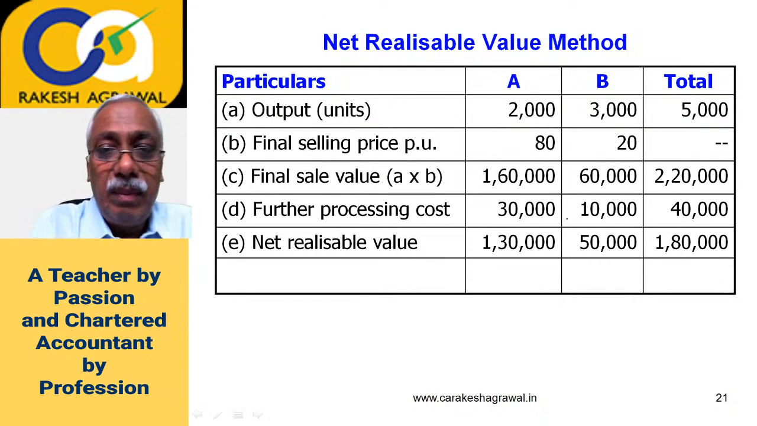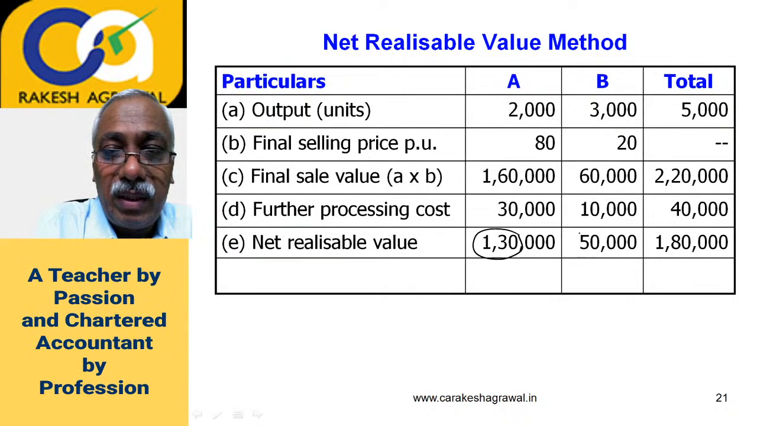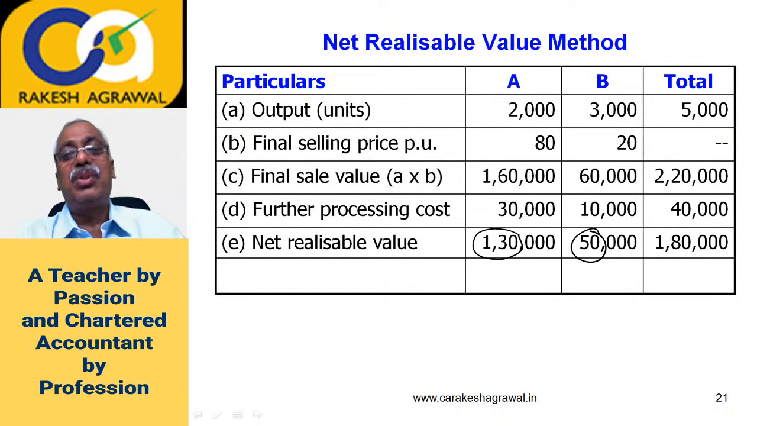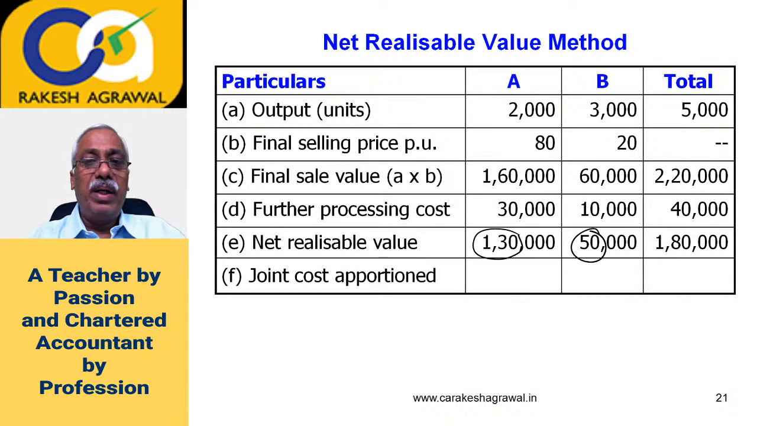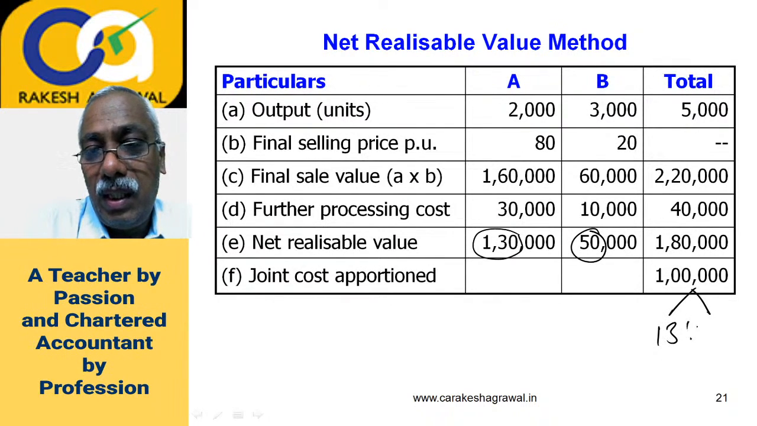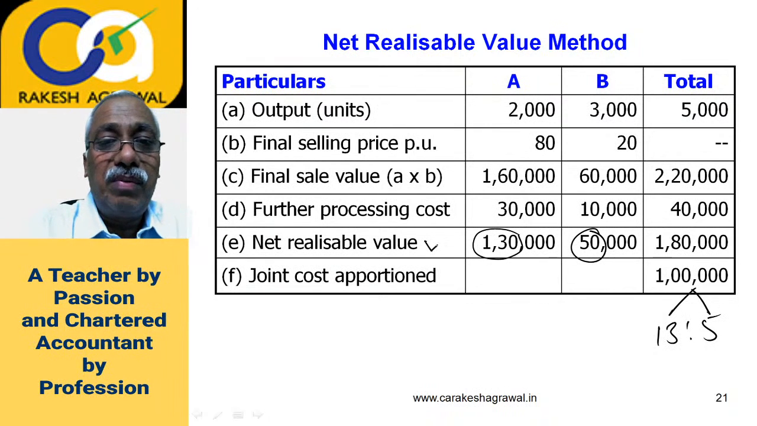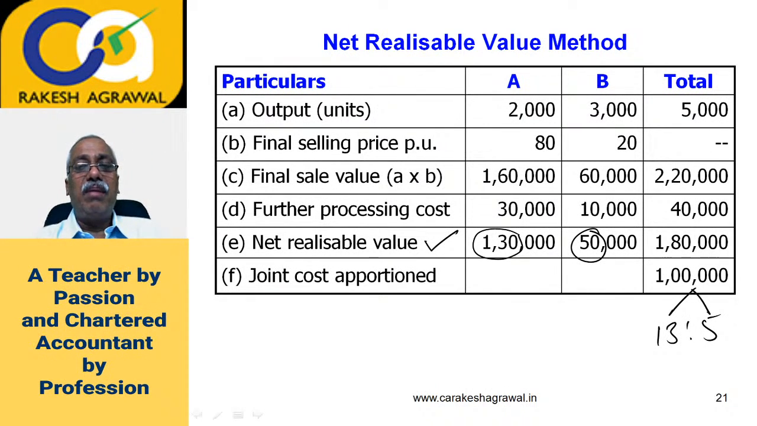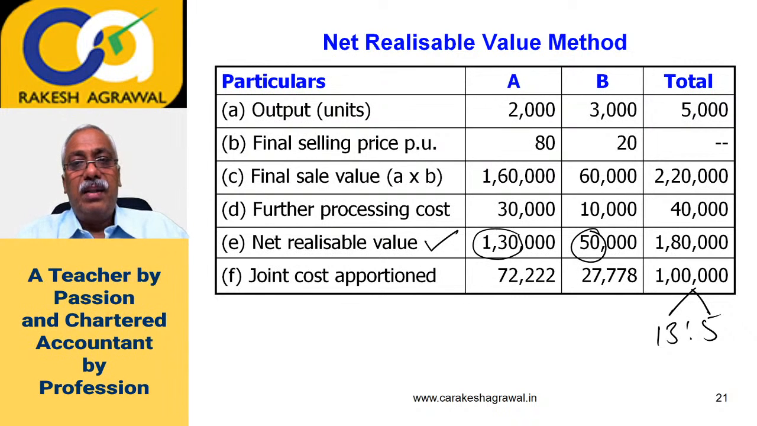Now the joint cost will be distributed in this ratio, that is 130:50, or you can say 13:5. So I am assuming joint cost again 1 lakh, and this 1 lakh we will split in the ratio 13:5. And what is 13:5? It is the ratio of net realizable value. Therefore this method is known as net realizable value method. Do it if you are sitting with the calculator. Distribute 1 lakh rupees in the ratio 13:5. You will get it as 72,222 and 27,778. This is net realizable value method.